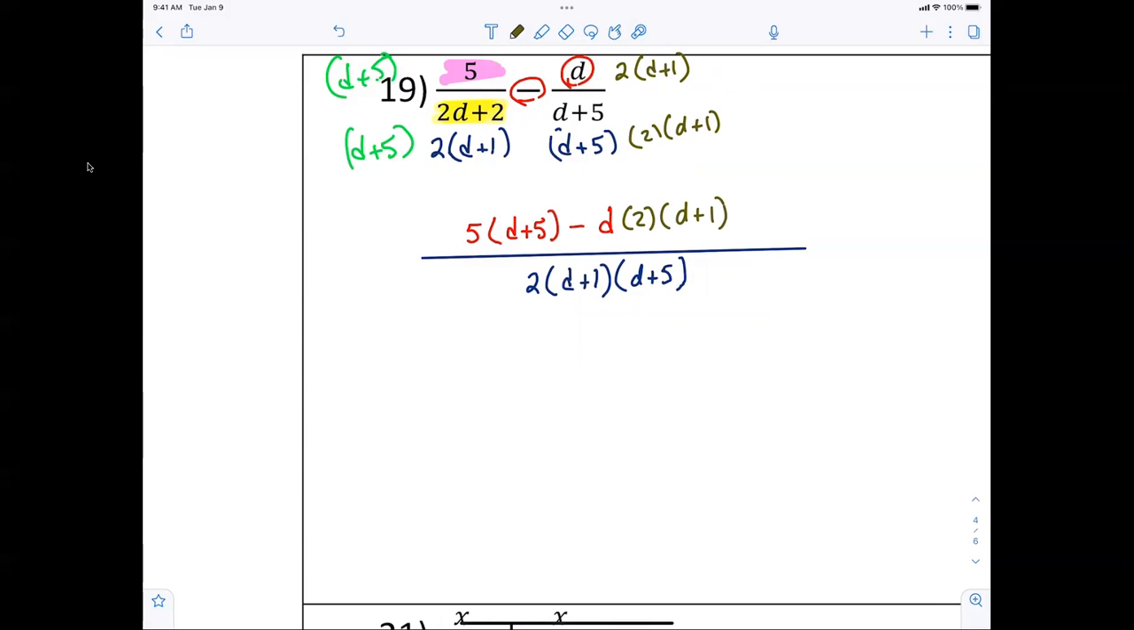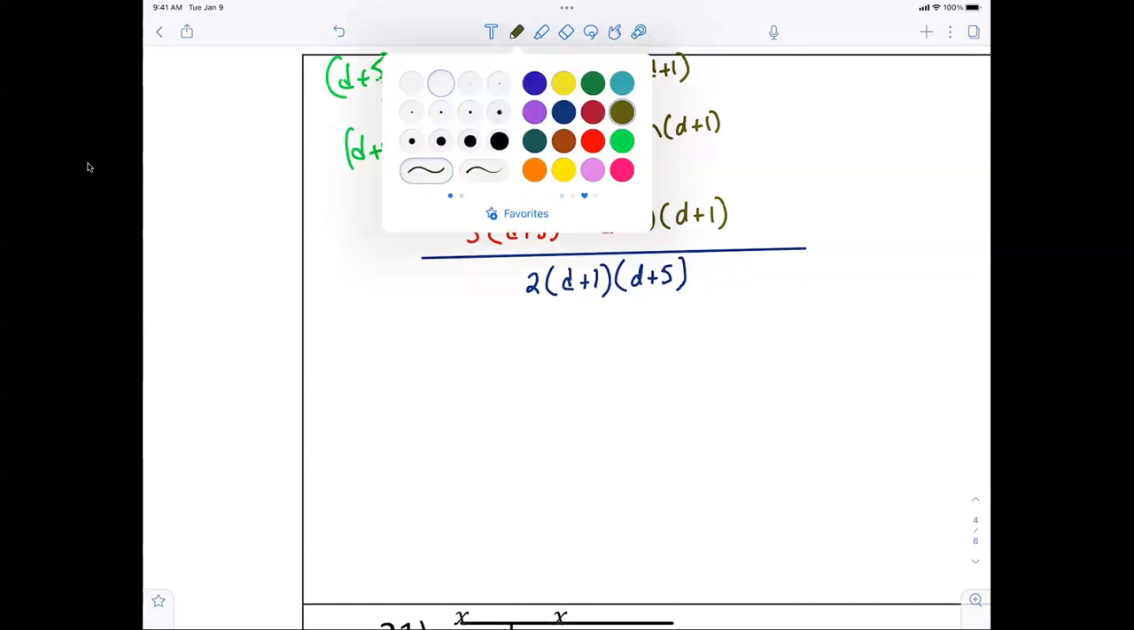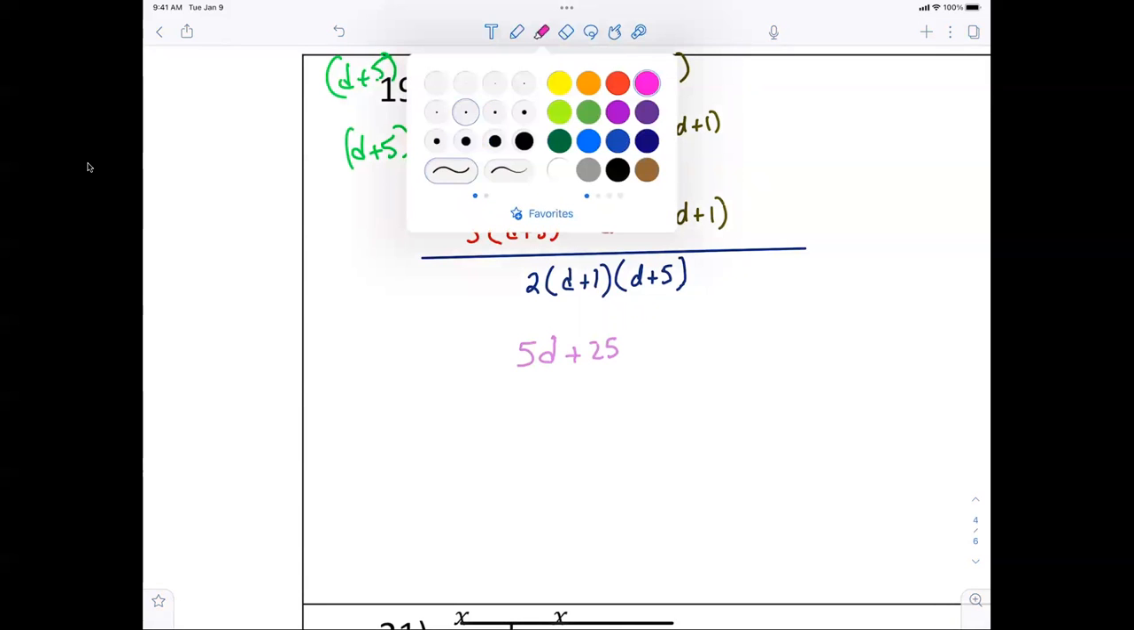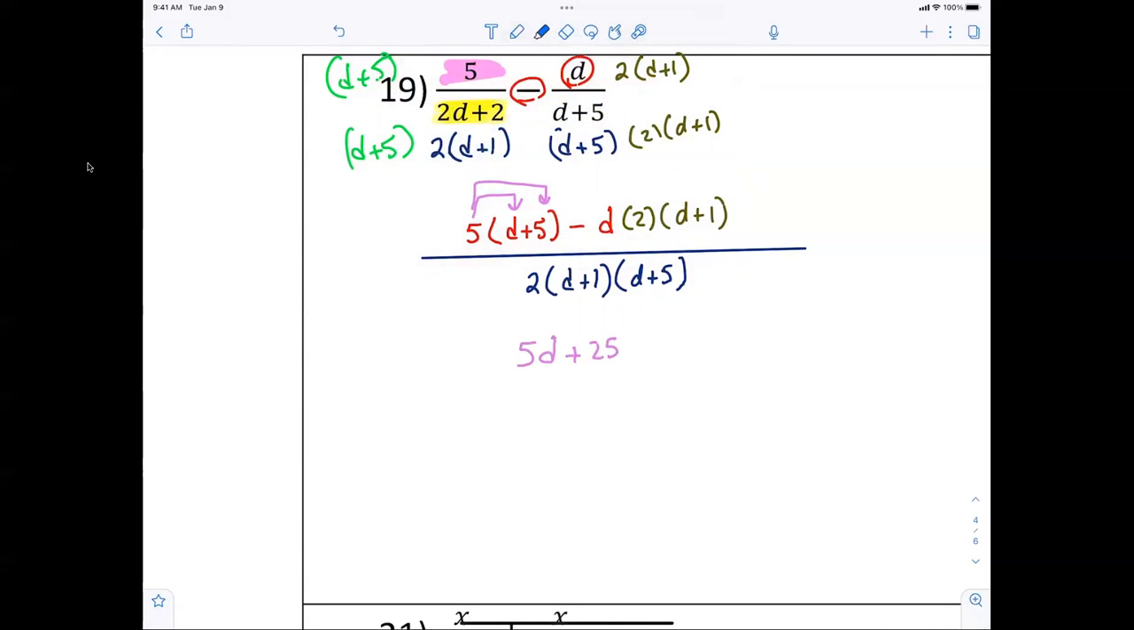All right, now from there, I need to distribute the 5. When I distribute this 5 times D is what? 5D. 5 times this 5 is 25. So everybody's going to have 5D plus 25. Now, here's where you got to be careful. I try to explain to kids all the time. You're distributing a negative 2D.